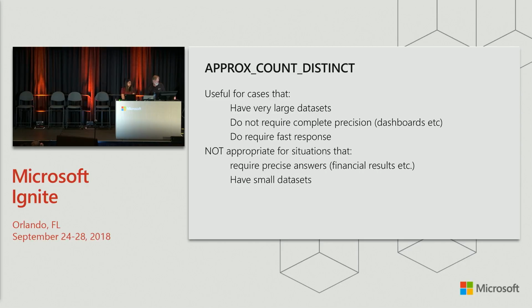Sure. So approx count distinct is useful for cases that have very large data sets. If you can fit it in memory, you're not going to gain as much, if at all. Don't require complete precision, right? You're not betting the farm on the exact answer. And do require fast response. Not appropriate for situations that require precise answers, financial results, et cetera, or have small data sets. And it's important to understand that approx count distinct isn't a magic, it'll always go way faster answer, because if you're not running into the problems that this solves, it's not going to solve anything for you, right?